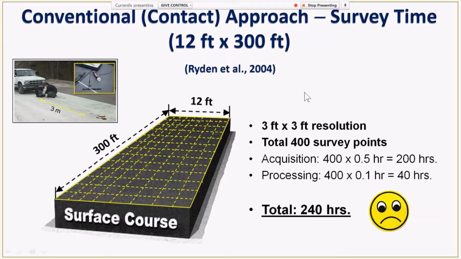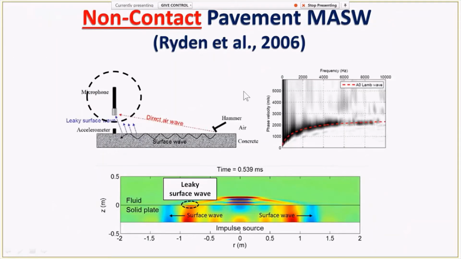He continued to improve it, and a few years later, Dr. Ryden completely eliminated the accelerometer, and he used a microphone hanging in the air about 10 centimeters above the pavement surface, and came up with the identical result. And this one shows how it was possible to use a microphone to pick up seismic waves.